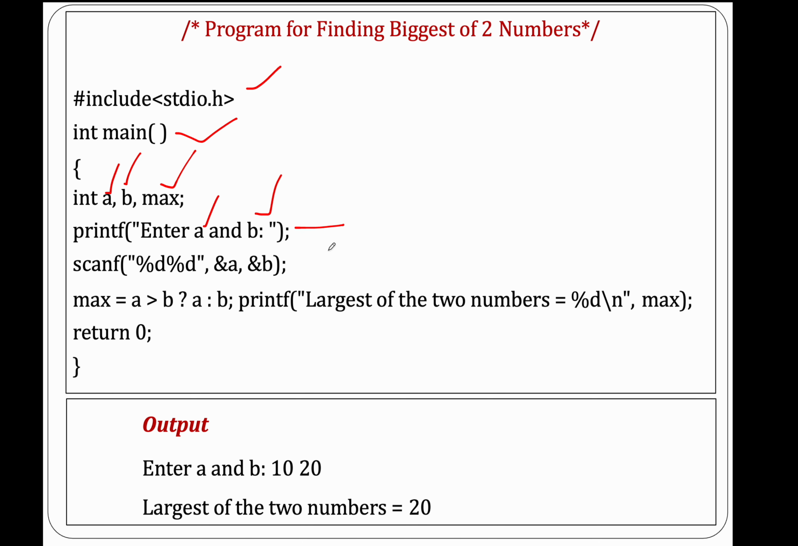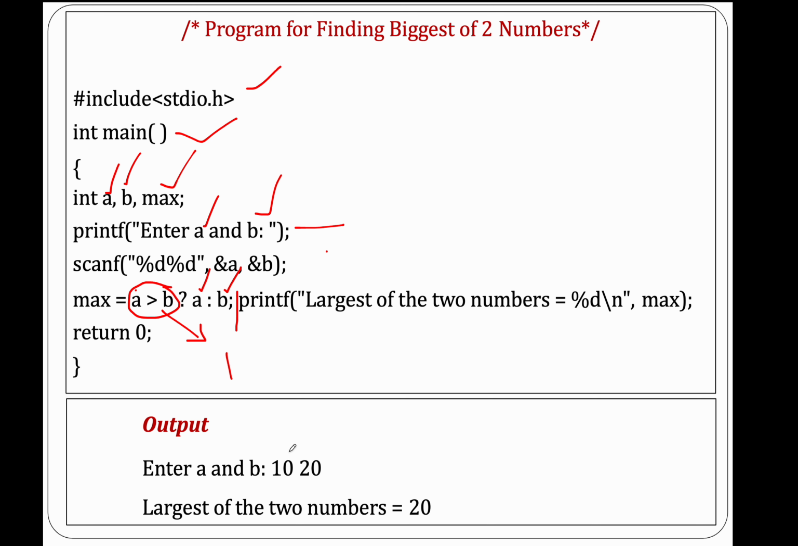Once the A and B values get loaded, it will check the condition A greater than B. As per your logic, this is expression 1. If A is greater than B, then A will be printed, else B will be printed. This is the next line. After the semicolon, printf the largest of two numbers is, and whichever number is largest will get printed.